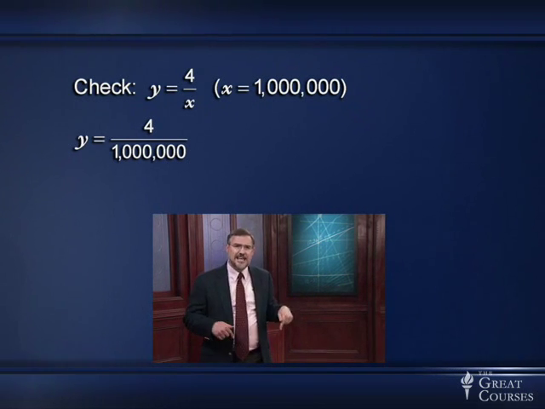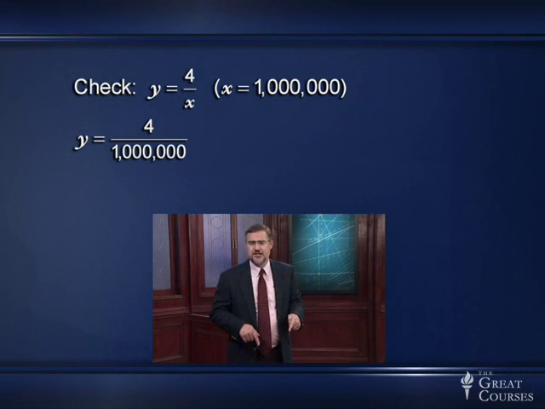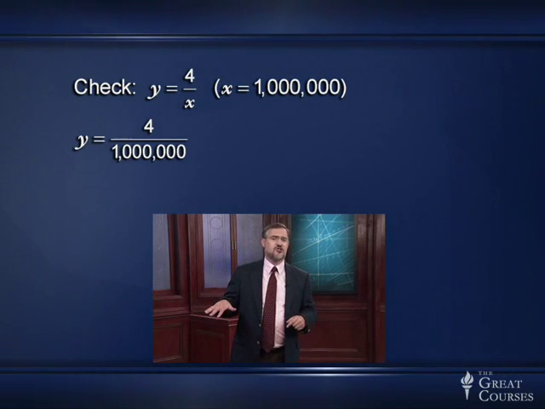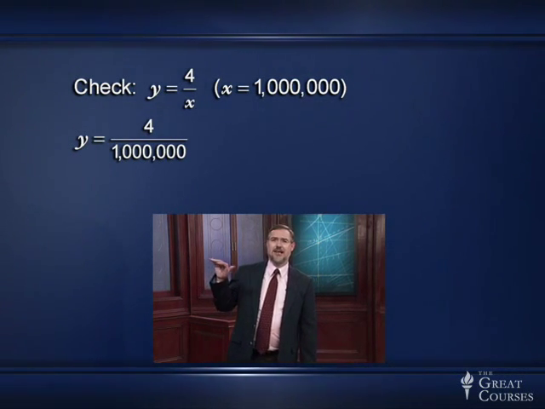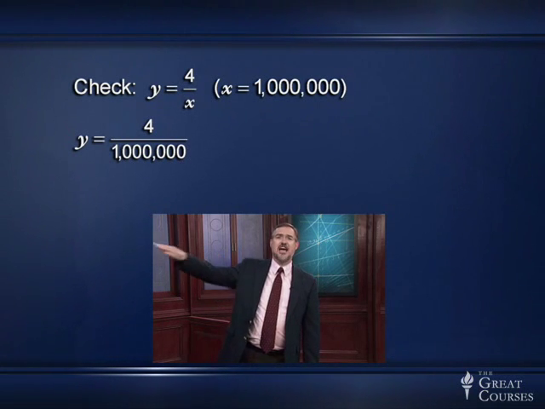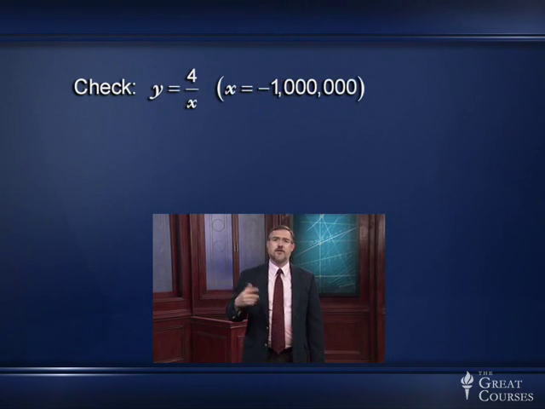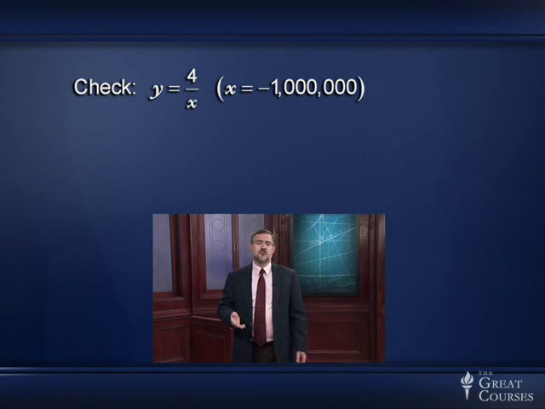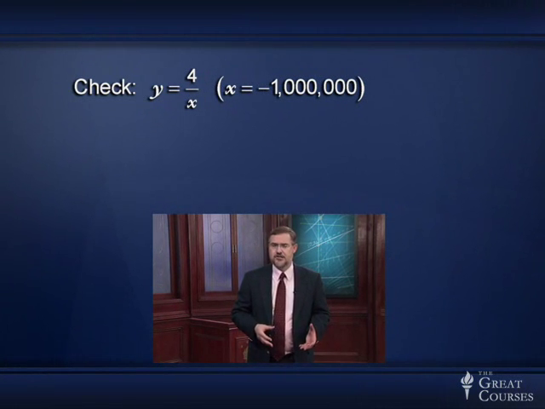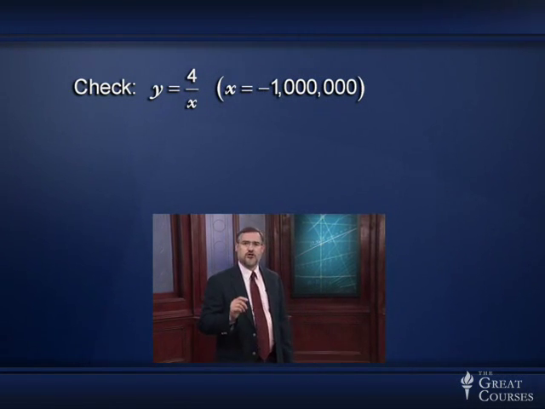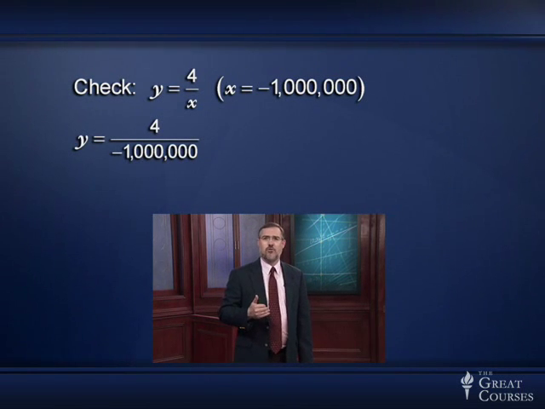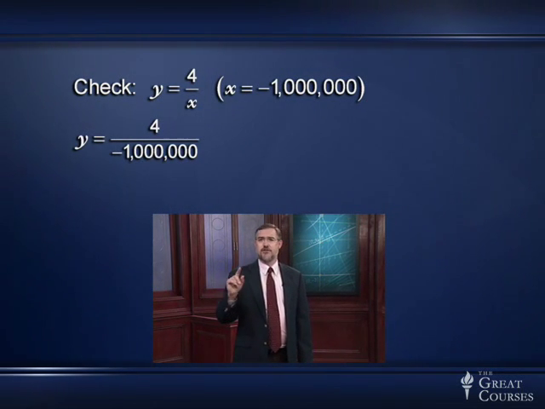Now you also need, if you want to do horizontal asymptotes correctly, you should also ask yourself, what happens when I let x get large in the negative direction? In other words, what if I plugged in negative 1 million to this little ratio 4 over x? If I plug in a negative 1 million, I'll have 4 over negative 1 million, which still, by the way, is very close to 0.